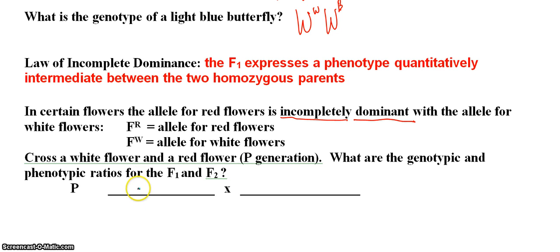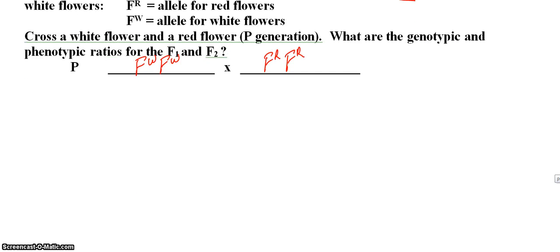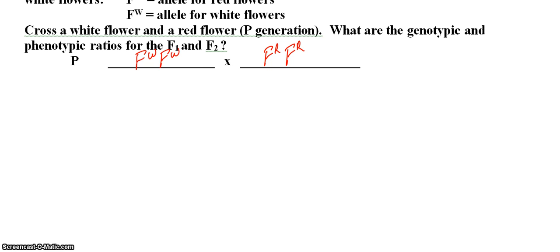Alright, so a white flower, FW, FW. The red flower, FR, FR. And now if I were you, I'd go ahead and pause this, and you go ahead and figure out the genotypic and phenotypic ratios for the F1 and F2. When you're done, come back, and I will have the answers done for you. Alright, so hit pause.